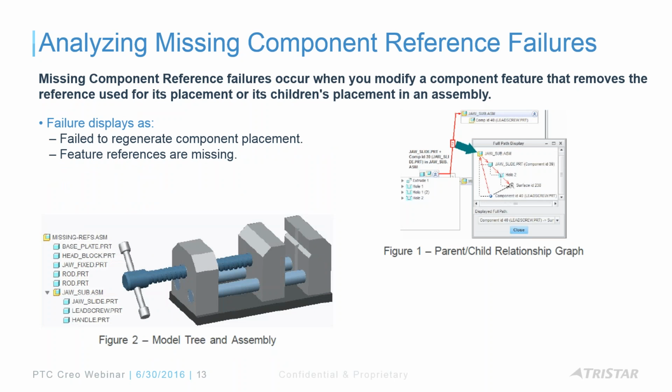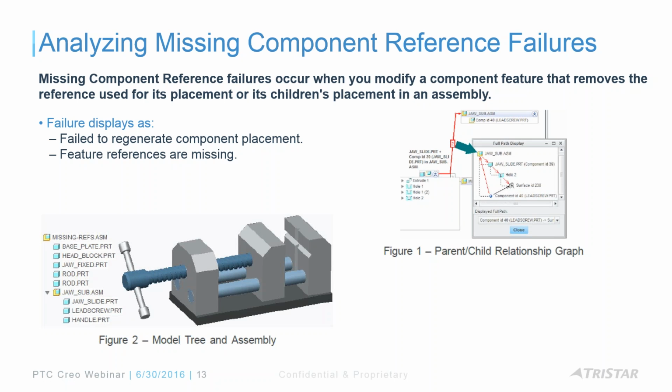Okay. Second, missing component reference. This usually happens when a component has been modified in a way that breaks a reference that's used in the assembly placement. For example, if I put this rod coincident to the hole in this block, then I open up this block and I remove that hole, that rod's going to fail because it's not going to have its placement reference. So placement references are missing. The thing it was assembled to is no longer there.